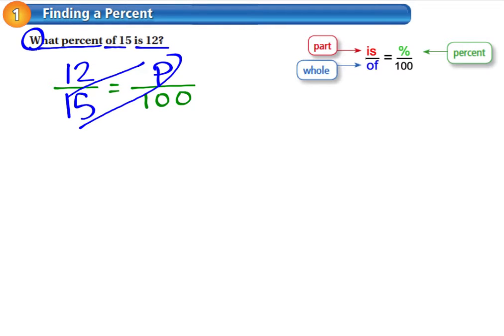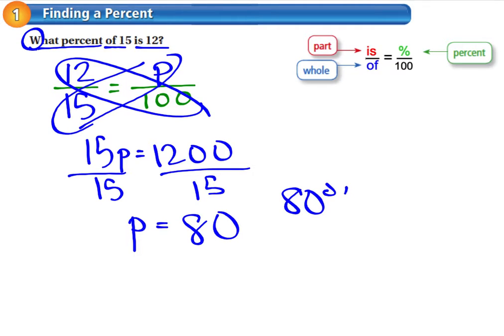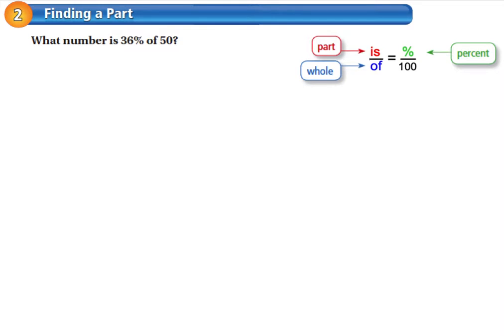After that, we can cross multiply. We get 15p equals 1200. We can divide both sides by 15. And we get that p equals 80. So we do need to put the percent symbol on it, and the answer here is 80%. What percent of 15 is 12? It is 80%.